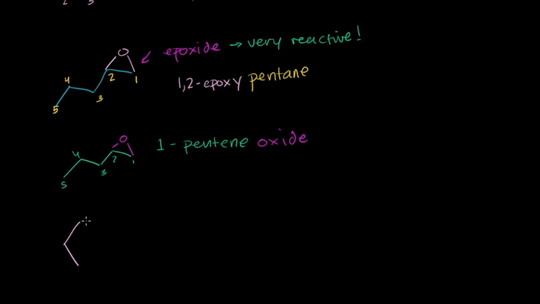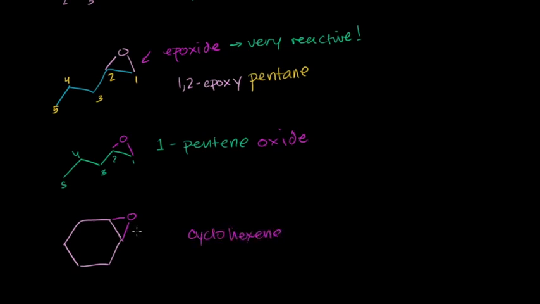So let's say we have a cyclohexane ring right here. So this is cyclohexane. But let's say we have a little epoxy branching off of it, just like this. So if we wanted to make it clear that this is an epoxide, we would first pretend that this is just a double bond. If this was just a double bond, this would be cyclohexene.